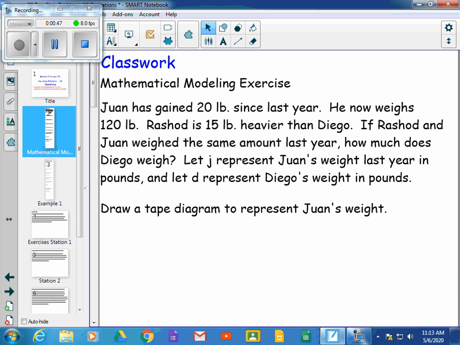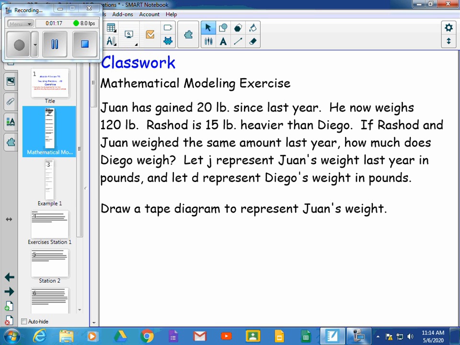It tells us that Juan has gained 20 pounds since last year. He now weighs 120 pounds. Rashad is 15 pounds heavier than Diego. If Rashad and Juan weighed the same amount last year, how much does Diego weigh? Let J represent Juan's weight last year in pounds, and let D represent Diego's weight in pounds. So like I said, a lot of information going on there.